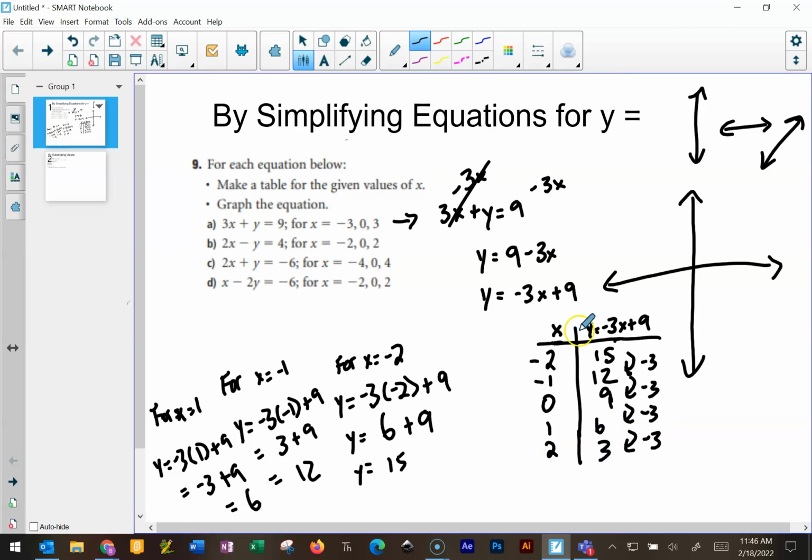So you've got a table of values. You rearranged your equation to make it y equals. You've made a nice table of values. And now you've got your x and y graph, and you can plot points on the graph.